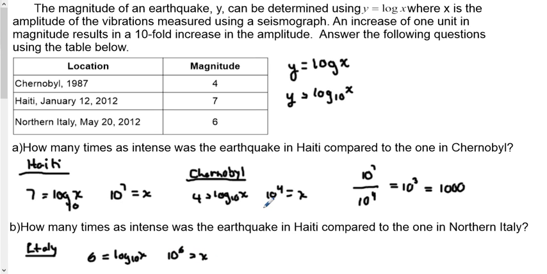I would then need to compare Haiti and Italy by taking Haiti's value, which is 10 to the 7, and dividing it by 10 to the 6, and I get 10 to the 1. So in this case, it was just 10 times more intense. We see that a jump of 1 on the magnitude means a tenfold increase in the intensity, or the size of the amplitude of the waves for the earthquake.